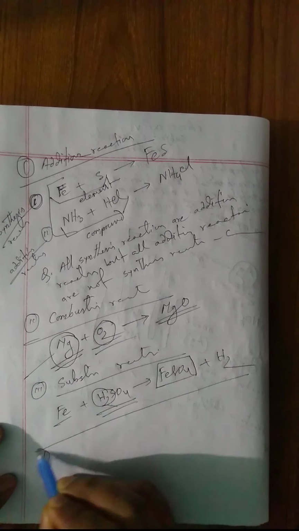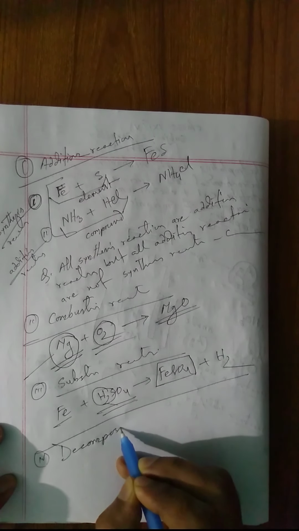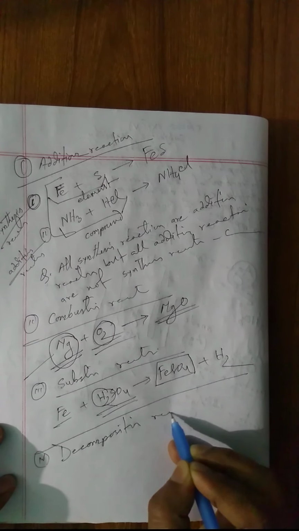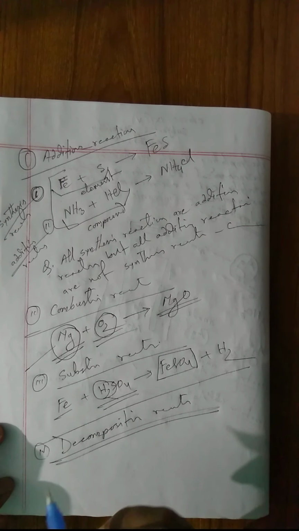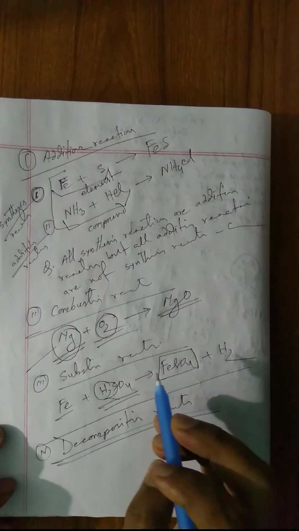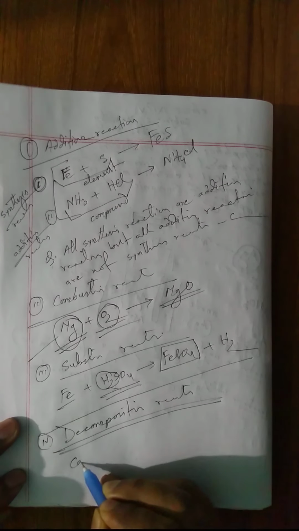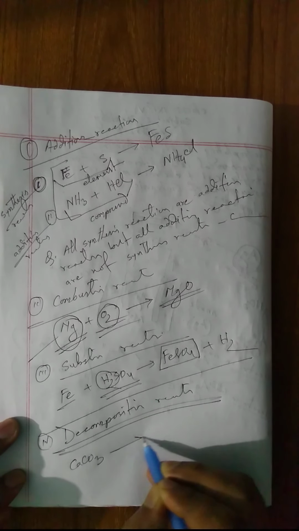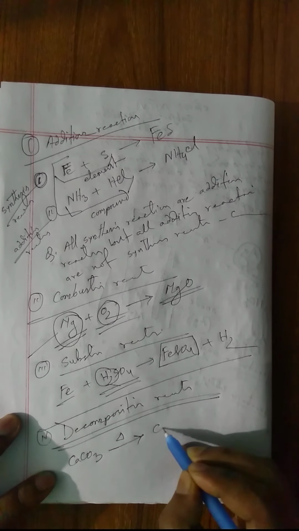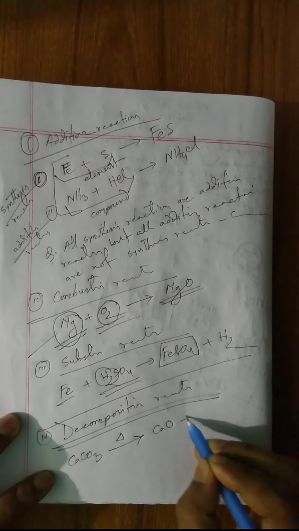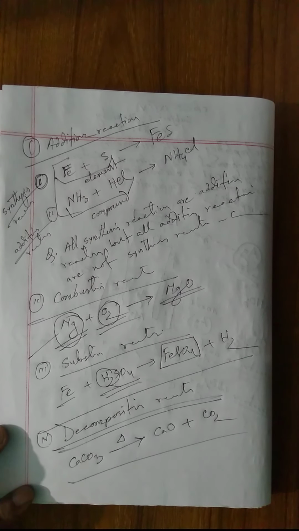Next, a decomposition reaction. The reaction in which a substance is decomposed into two or more substances of different characteristics is known as a decomposition reaction. Suppose calcium carbonate, if we heat calcium carbonate, then it will be calcium oxide and carbon dioxide. So this is a decomposition reaction.